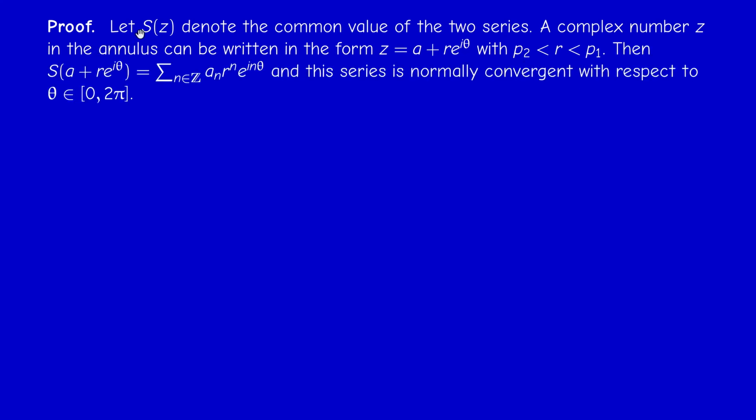So when I replace z by its value, z minus a equals r e^{iθ}, the series becomes the sum of a_n times (r e^{iθ}) to the power n, because this term here is (z minus a)^n. And we know that the series is normally convergent with respect to θ. This is a property of power series, because it's normally convergent on a circle inside the annulus.